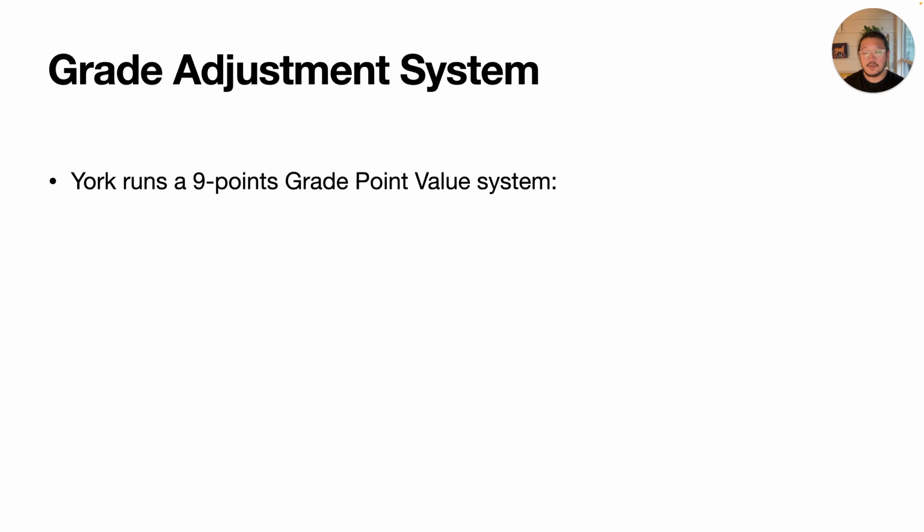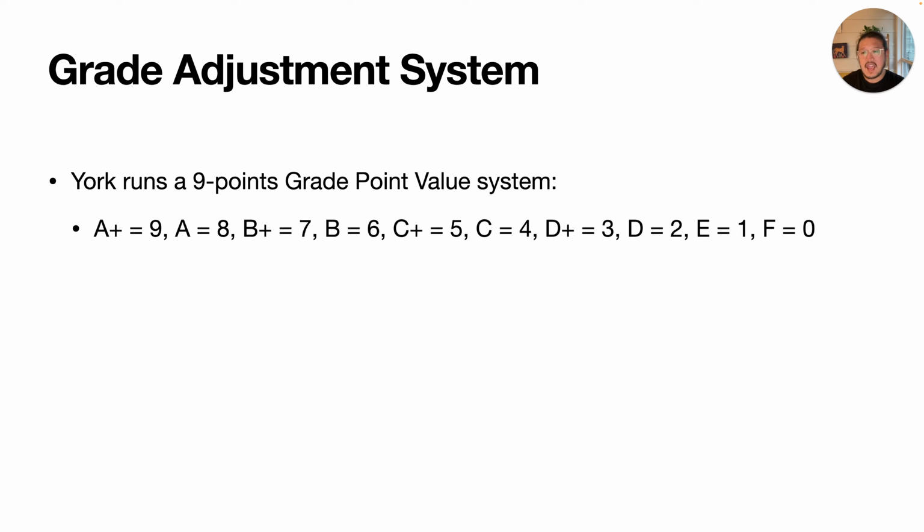So the grade adjustment system works, as I said, on points. York works on a 9-point grade point value system. So A plus is 9, A is 8, B plus is 7, B is 6, etc., all the way to F, which is 0.